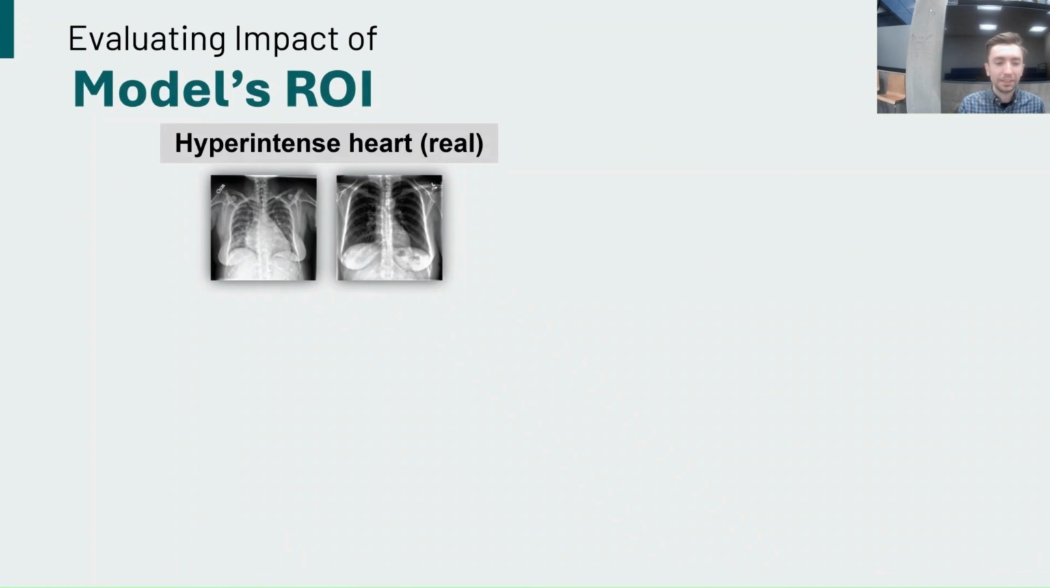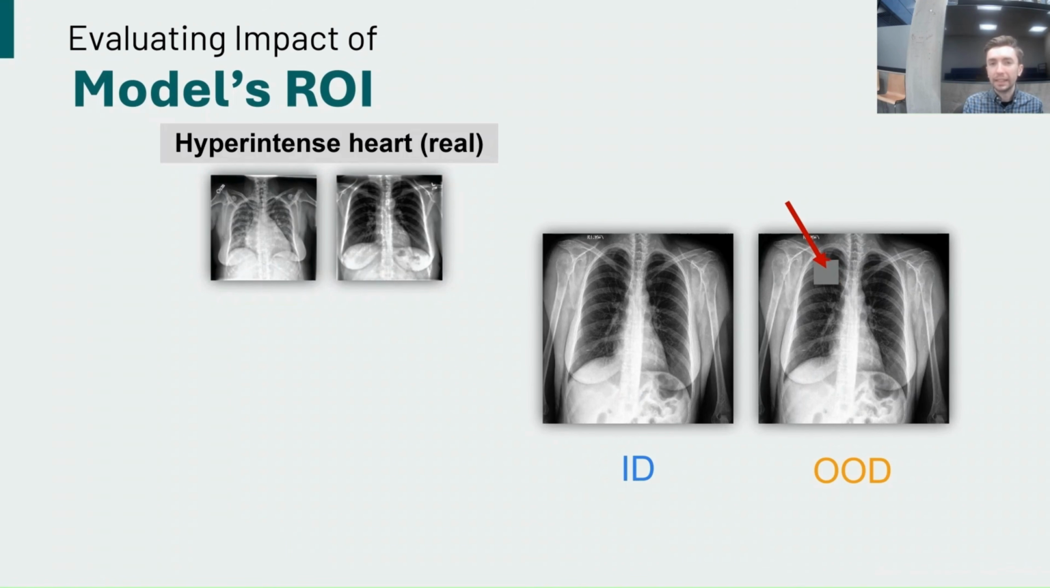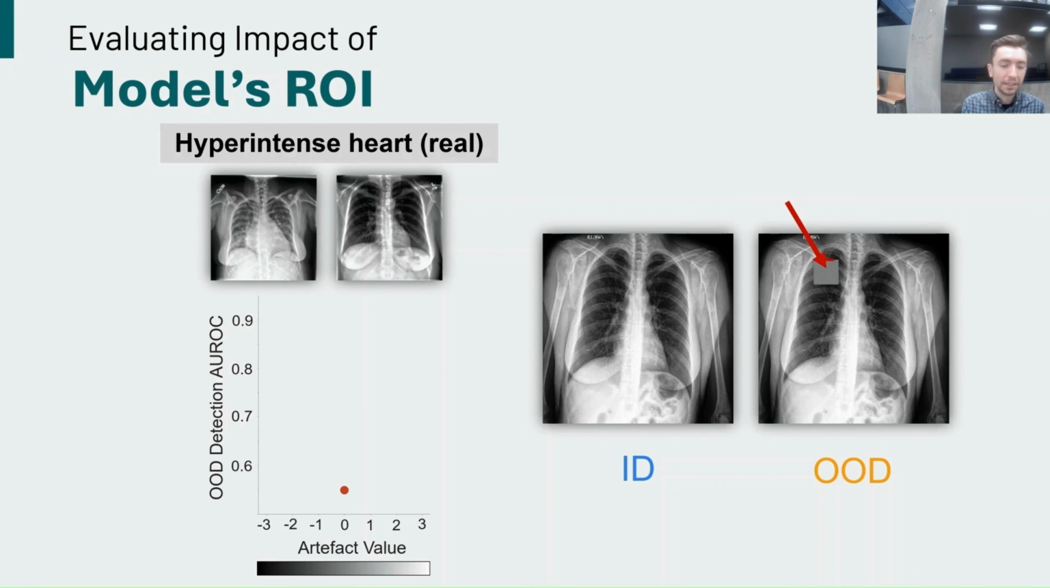So let's look at the results. Here's our hyper-intense heart, so the real data. Once the model was trained, for our OOD data we took an ID image and we added a synthetic square, which took up 1% of the pixel area of the whole image, as shown here. We then calculated the OOD detection AUC in detecting the synthetic OOD. What we then did is we varied the artifact intensity in the image. So if we make the square brighter in the images, we see that it becomes more detectable.